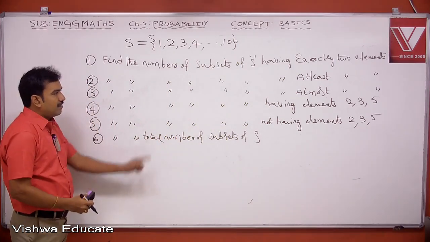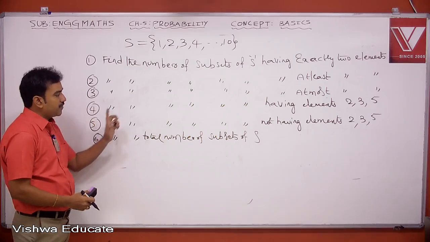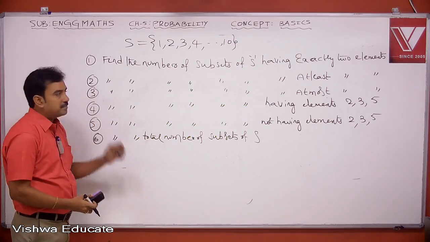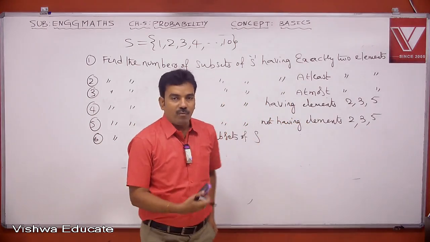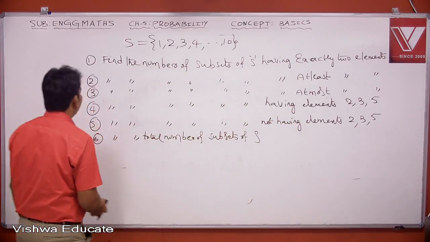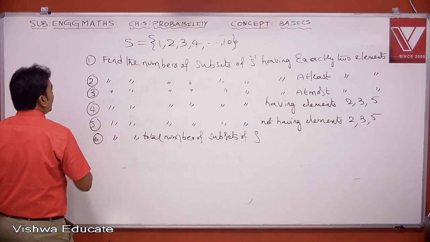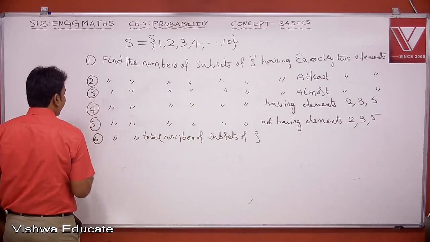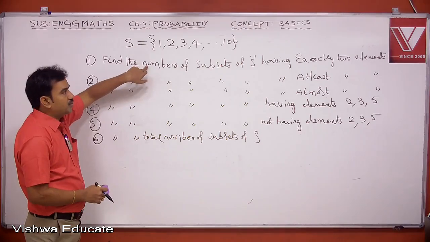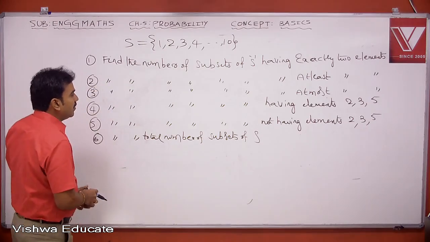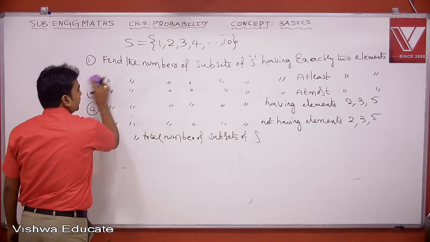Now let us write all the questions. We discuss them one by one. So when you look at question number 1, find the number of subsets of S having exactly two elements. Now I will tell you one of the subsets of this S.